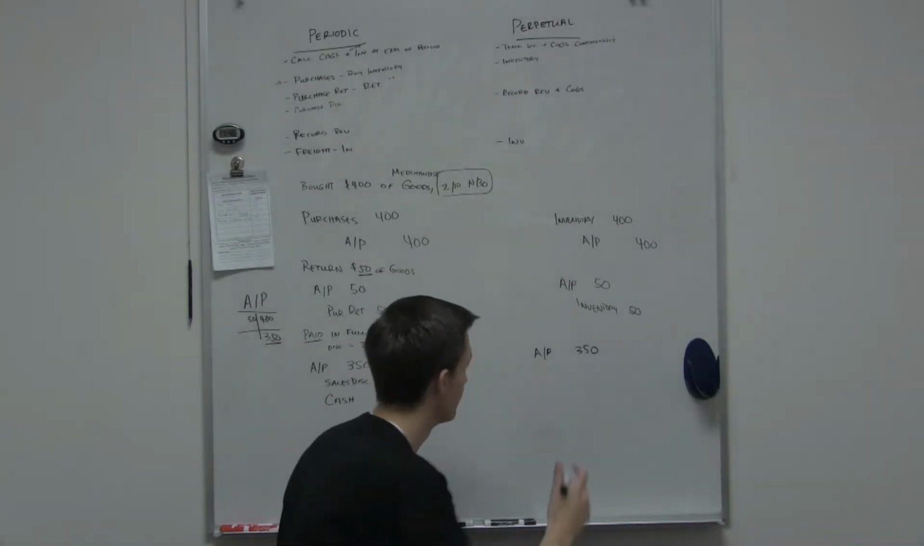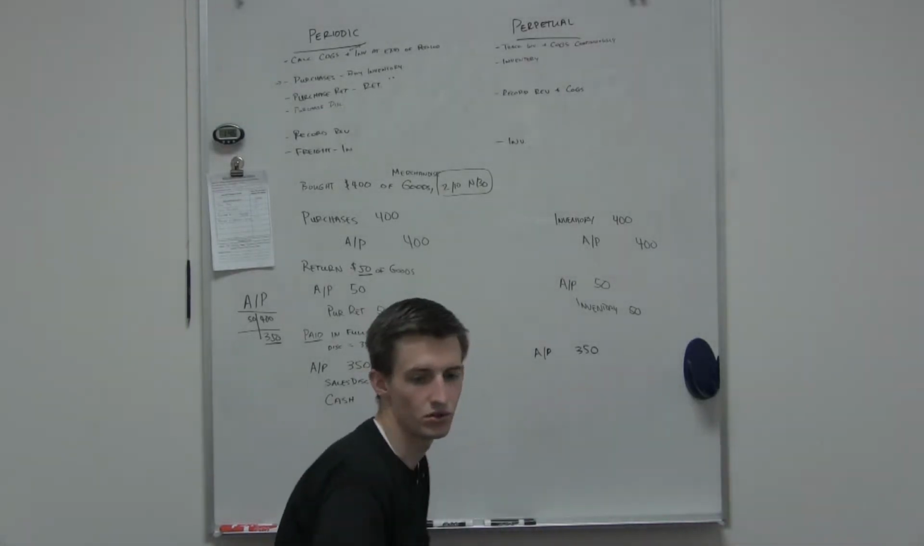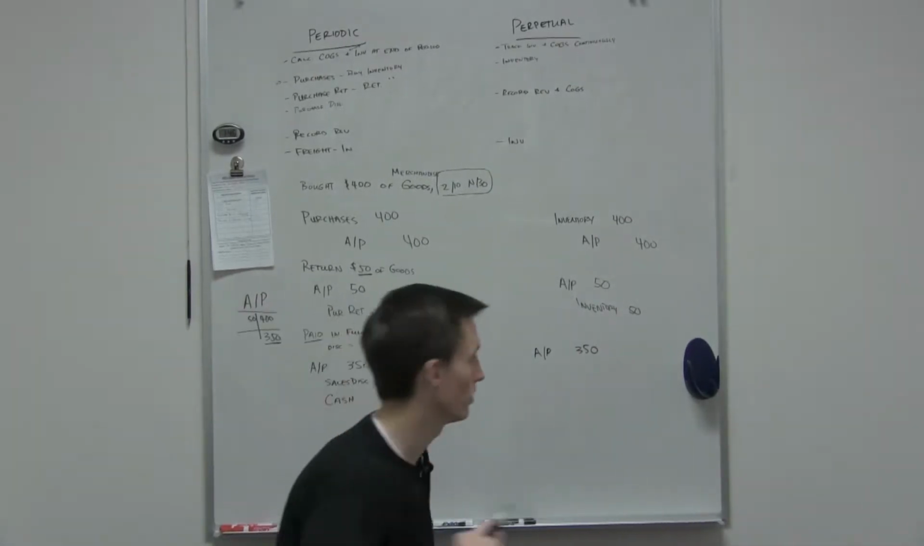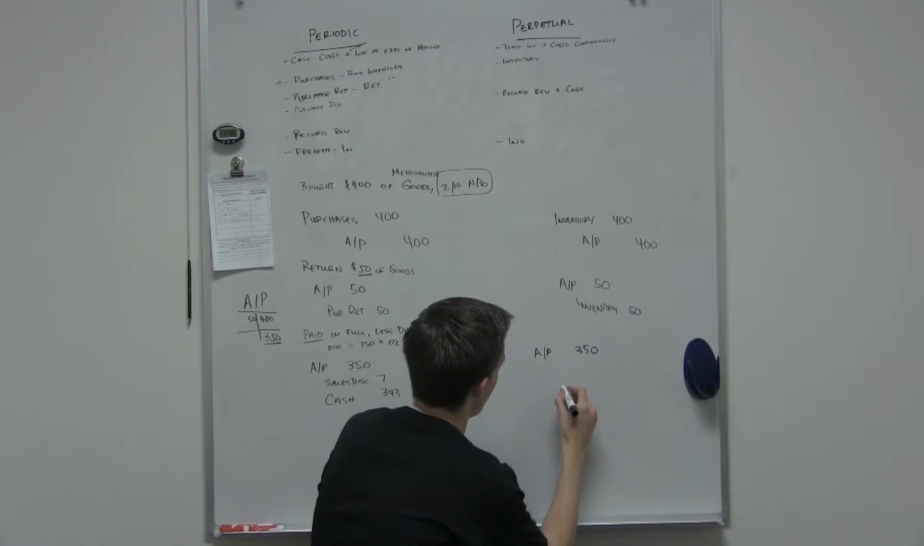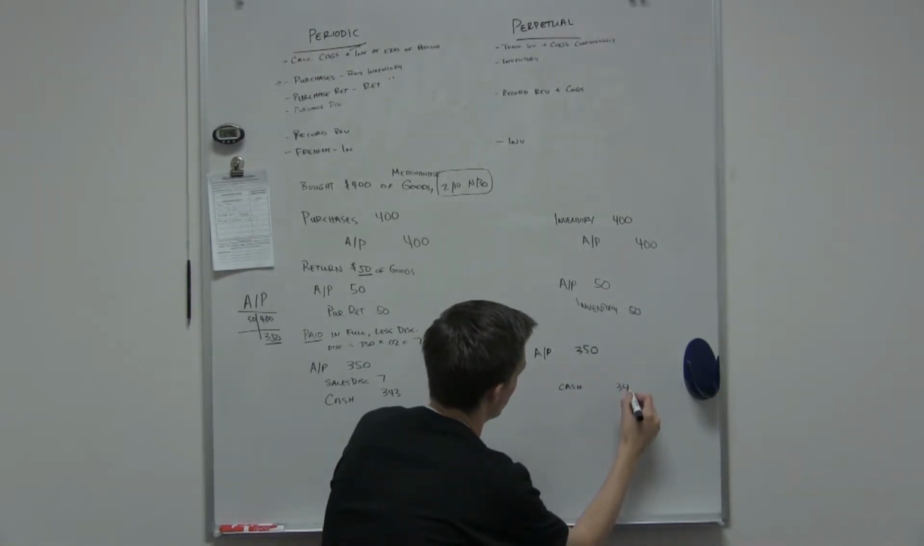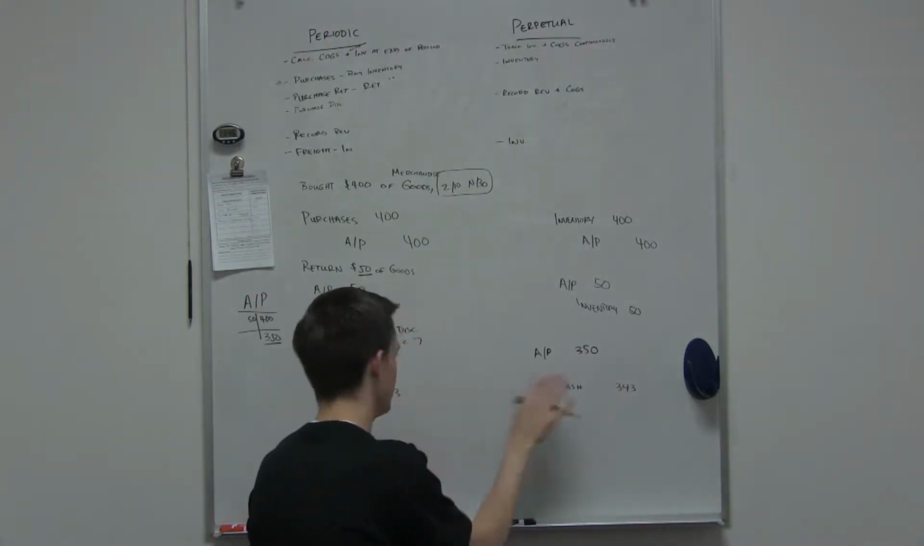Credit. Just double check one thing. I'm pretty sure I got this right, but I just want to double check. Okay, good, that's what I thought. Credit cash, how much? $343. So far we're the exact same. That's good.